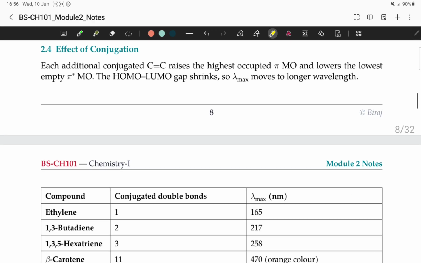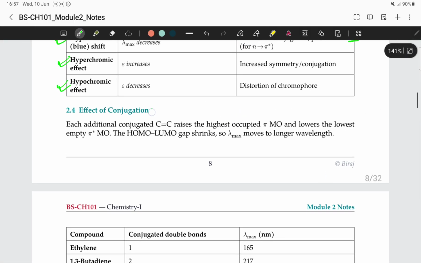Effect of conjugation. Now see, the power of conjugation comes over here. There is a beautiful rule: more conjugation equals longer wavelength. Simple thing, in one way you can say this. I am writing it for you so that you can remember. These are the small things that make your day, and you will simply remember them in your exam hall. Oh, this was the thing. I am writing it: more conjugation, longer wavelength.